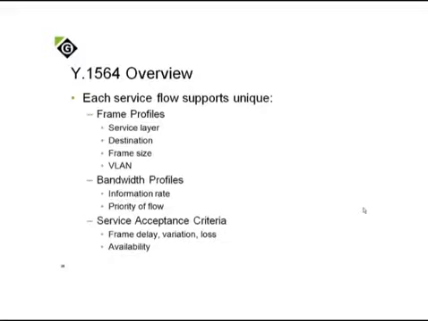It can have a unique bandwidth profile, so we can send individual information rates. We can have different priorities of flow, where those different services are going. And we can also define individual service acceptance criteria, which is frame delay, variation, jitter, loss, availability. So each one of these services is unique to itself when we set them up, and that specifically emulates network traffic as we're going to put network traffic across it.